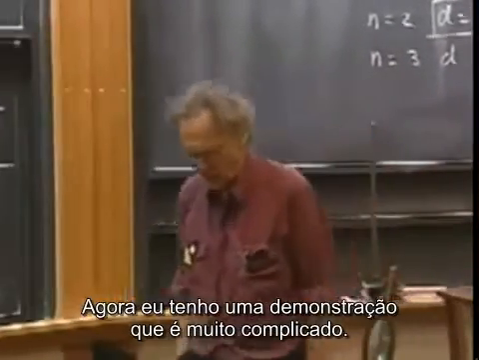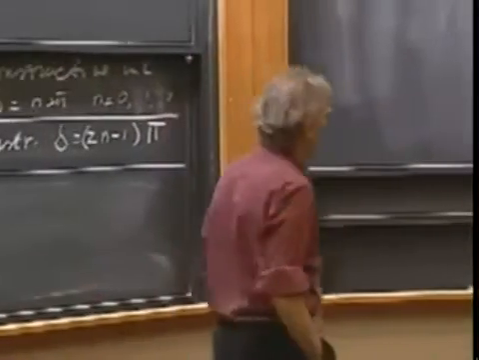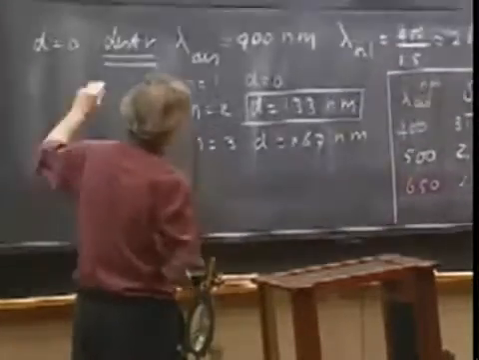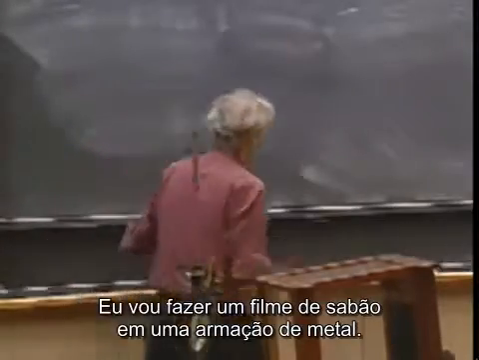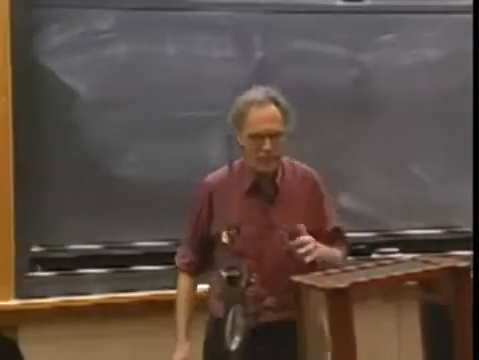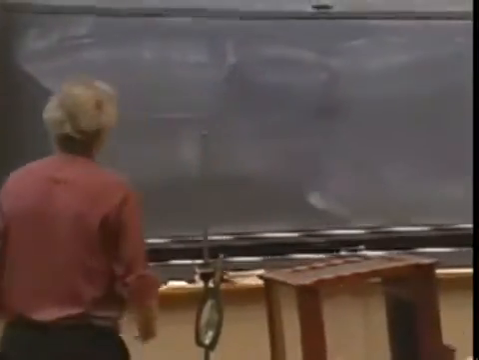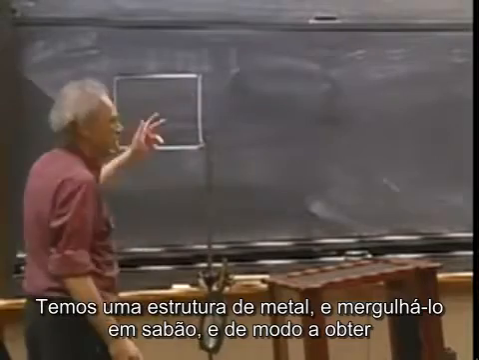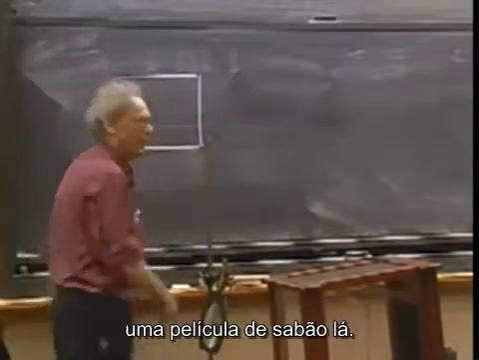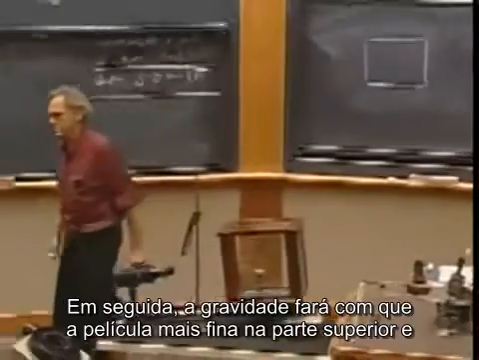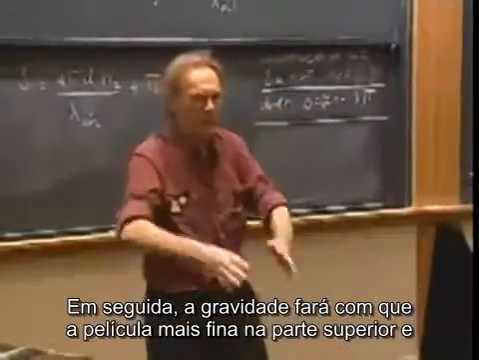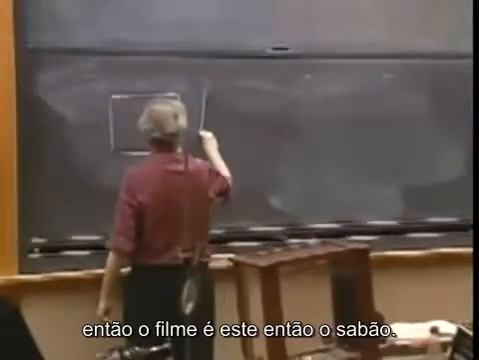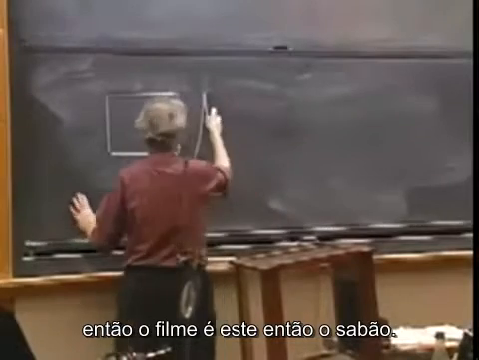Now I have a demonstration which is very tricky. It works most of the time, but not all the time. I'm going to make a soap film on a metal frame. It's going to be done in this box. So we have a metal frame, and we dip it in soap, and so you get a soap film there. And then gravity will make the film thinner at the top and thicker at the bottom. So as you make a cross-section through here, then the film, so this is then the soap.